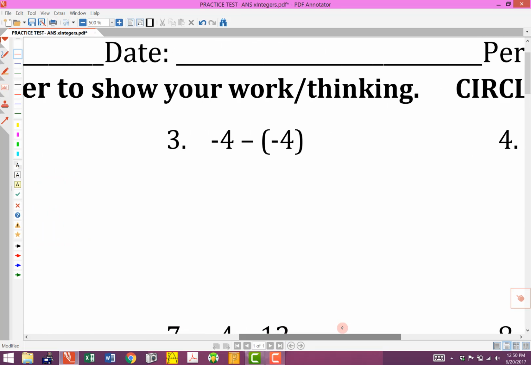We've got some rewriting that needs to be done on this one as well. So this is going to be negative 4. Negative times a negative is a positive, so that's a positive 4. They've got different signs, so we're going to find the difference. The difference between 4 and 4 is 0.